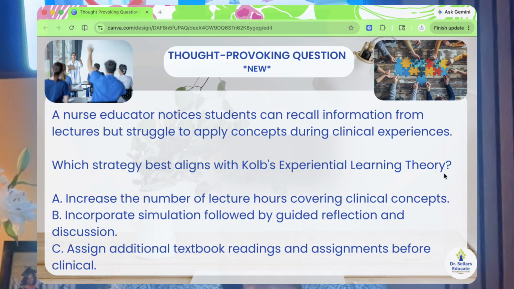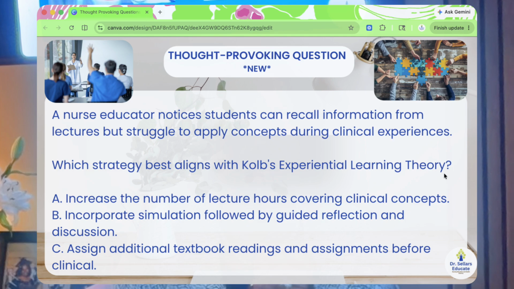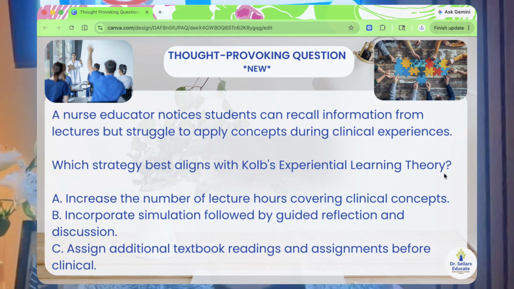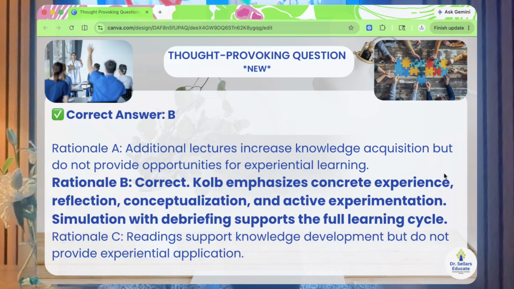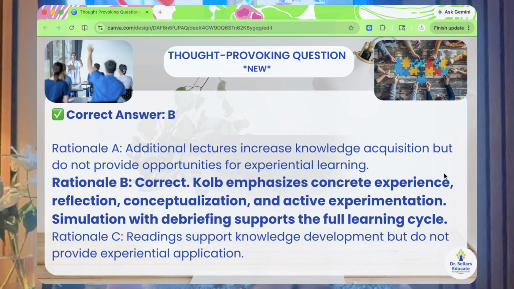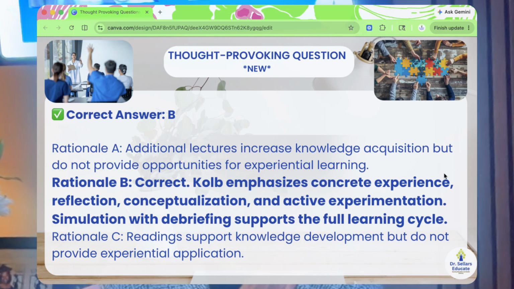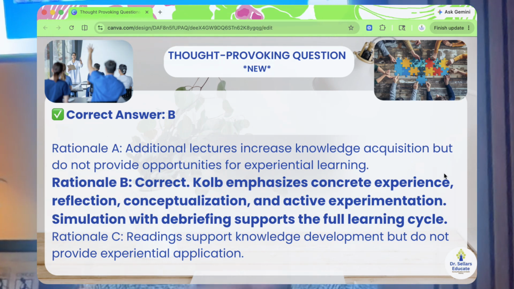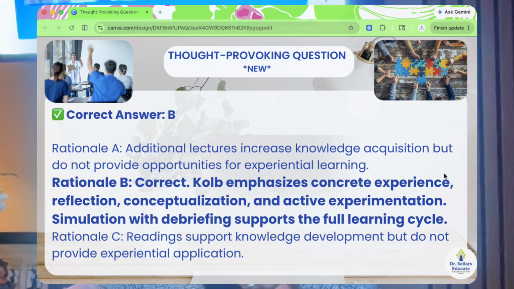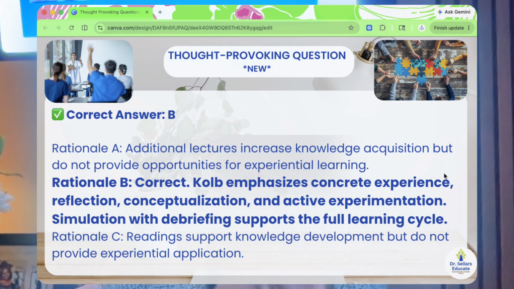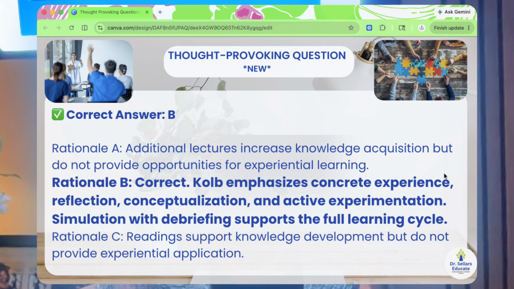This is really about the strategy that we should use to engage students in the hands-on experience. It's also called David Kolb's experiential learning theory. His theory says that we don't learn until we've actually had that hands-on concrete experience. So option B really describes that, because Kolb's framework emphasizes concrete experience, reflection, conceptualization, and active experimentation. Simulation with debriefing supports this full learning cycle.